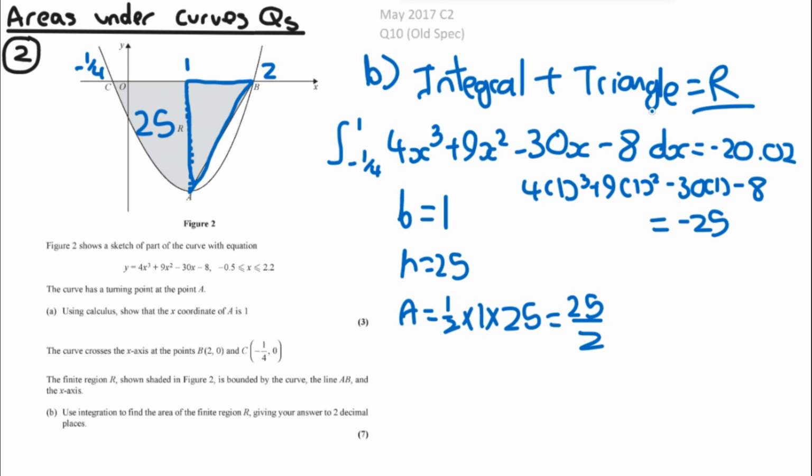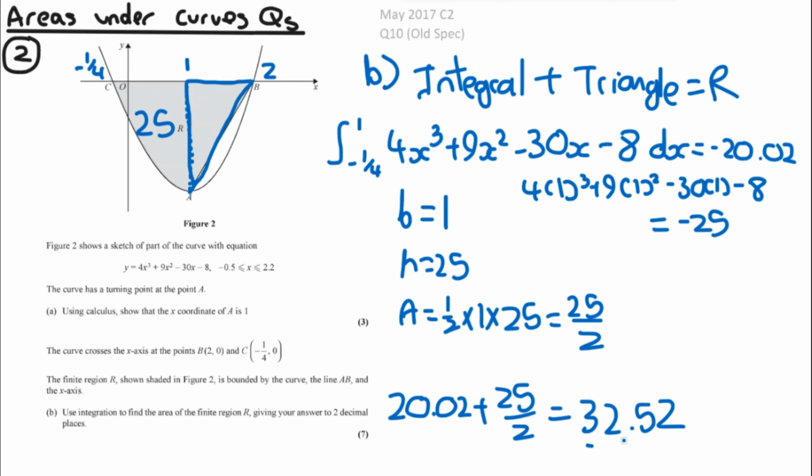So the area of R is going to be the area of the integral plus the area of the triangle. So the area of the integral is 20.02. Remember, we make it positive because it's an area, so 20.02 plus the area of the triangle, which is 25 over 2, and if you put that into a calculator, that is equal to 32.52, to 2 decimal places, and that's the final answer.